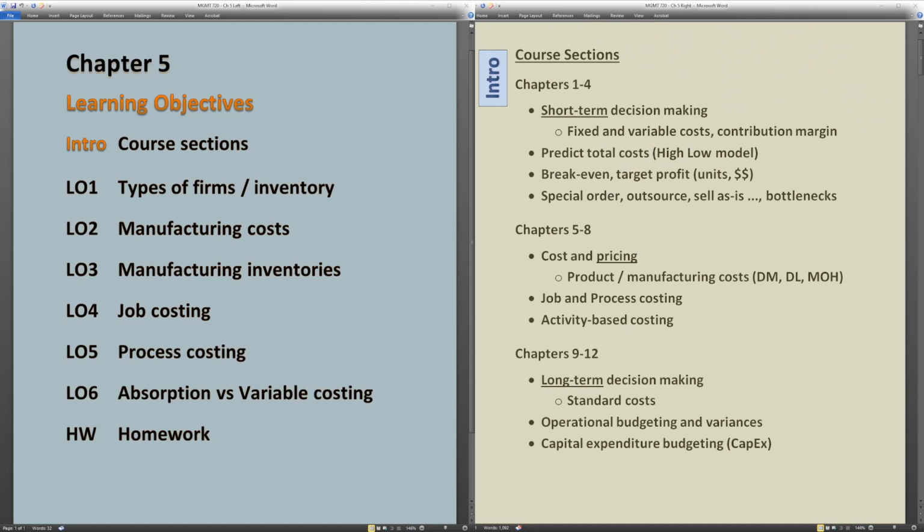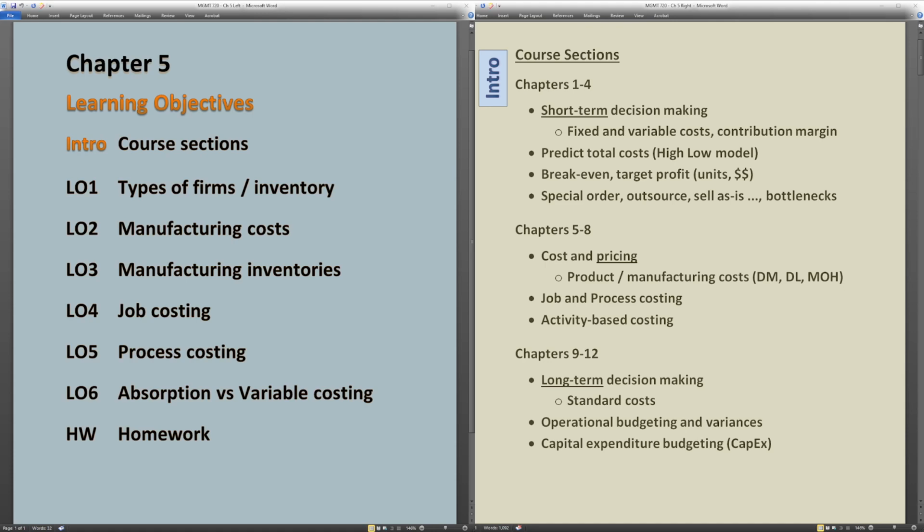Before I get into the actual learning objectives of the chapter, we've just completed Exam 1 on the first 4 chapters. And so I want to explain a little bit more about the organization of the course. So we're taking 3 exams, each of them covering 4 chapters. These first 4 chapters, just to remind you, covered what I would call the short-term decision-making principles of managerial accounting.